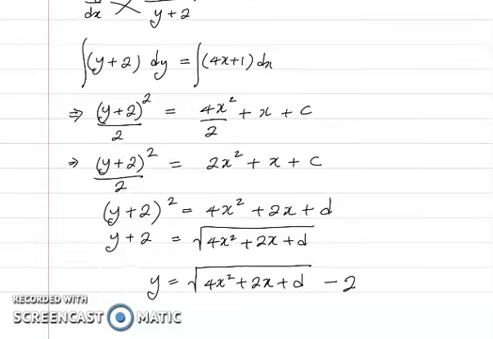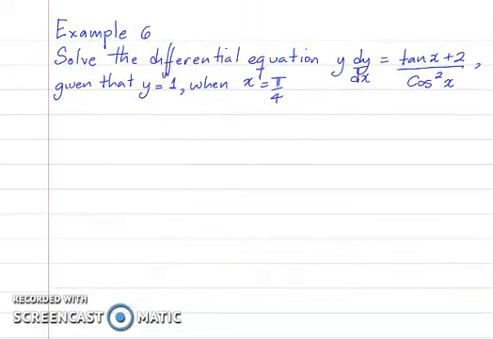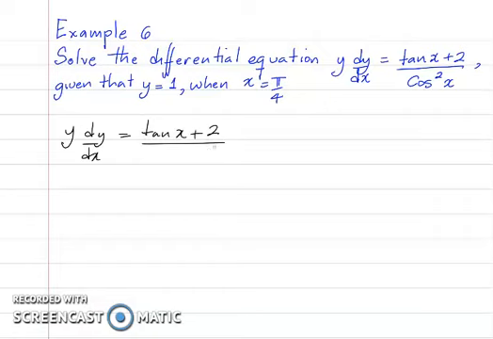Let's have a look at least one more example. Example 6, it says solve the differential equation. So let's write it straight away. y dy by dx is equal to tan x plus 2 over cos squared x. Now this is the same as saying y dy is equal to tan x plus 2 multiplied by 1 over cos squared x.